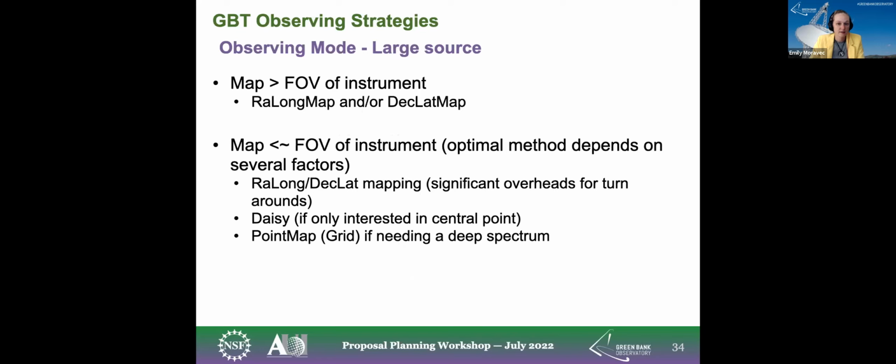And if you have a really large source, if your map is larger than the field of view of the instrument, you'll make a Dec or RA map, and we'll talk about that later. But if the area that you want to map is less than the field of view of the instrument, you can use these various strategies as well: a daisy, a point map. The RA and Dec maps are on the fly, where you're constantly taking data, whereas a point map is where you sit on one point of the sky and take data.